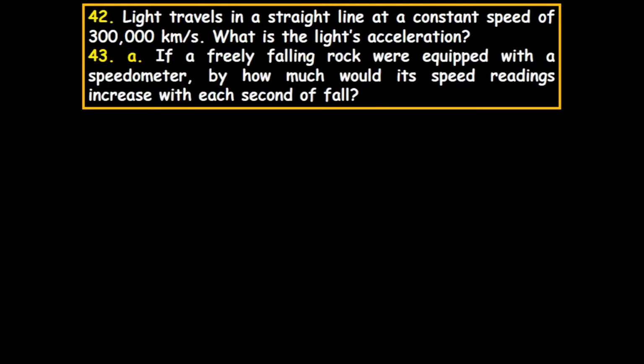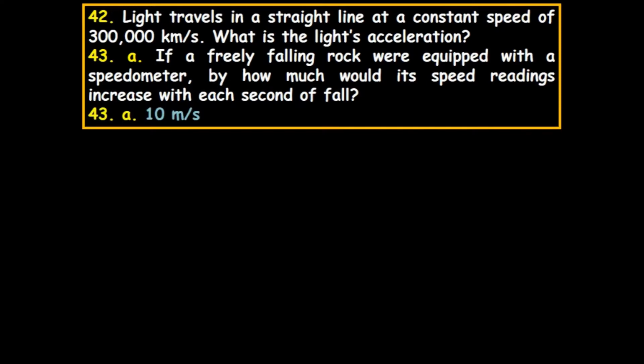43A. If a freely falling rock were equipped with a speedometer, by how much would its speed readings increase for each second of a fall? 10 meters per second, because that's the acceleration of gravity. No secret. It would be 10 meters per second every second that would be the increase.